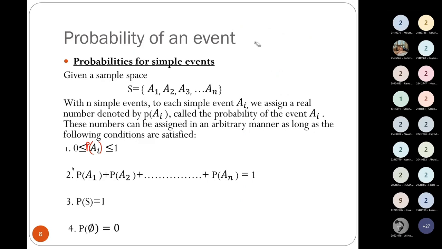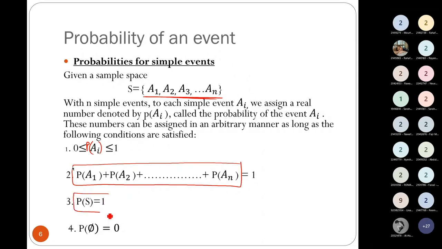So the probability in general is greater than or equal to 0 and less than or equal to 1, but not negative and not greater than 1. If we add all events, if the events are independent or the intersection between them is empty, the probability of all events must equal 1. P of S, the probability of the sample space, must be 1. The probability of the empty set, phi, must equal 0.